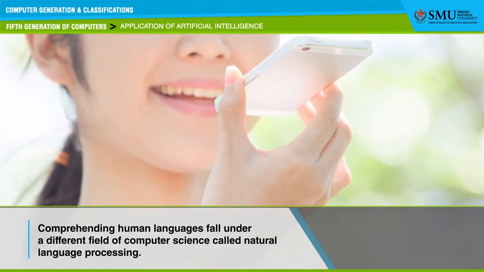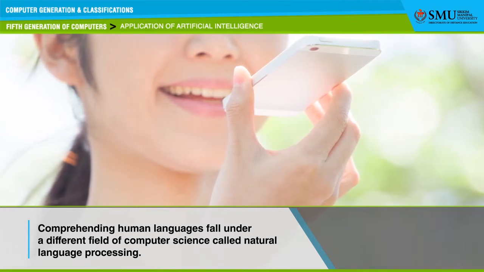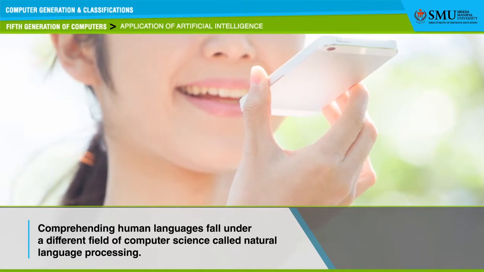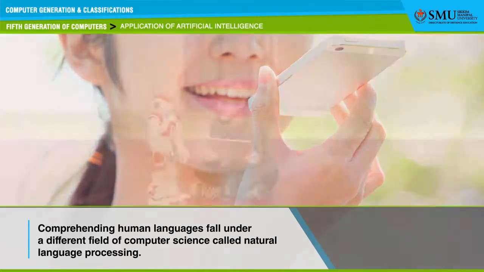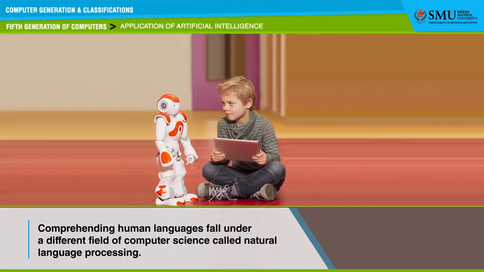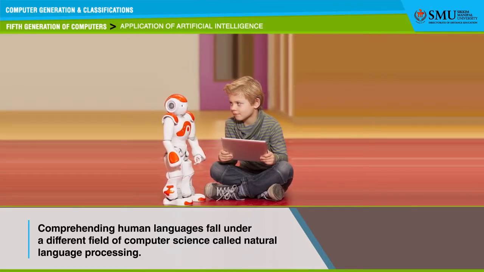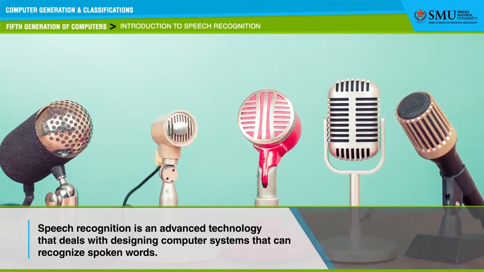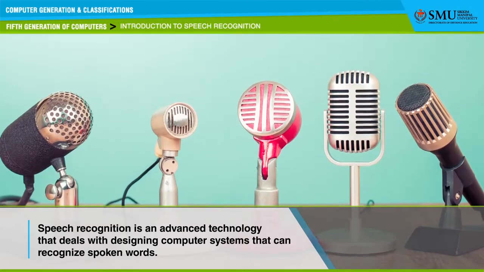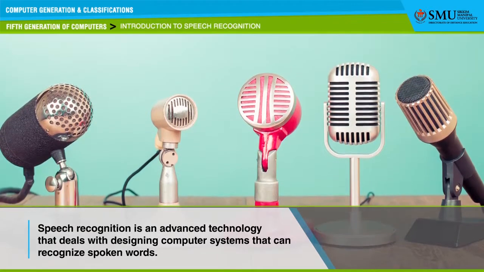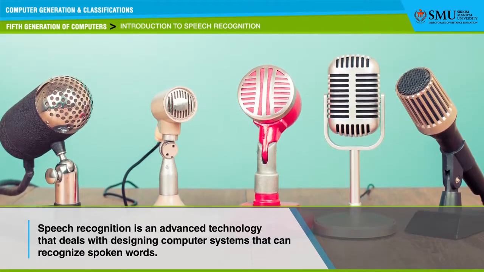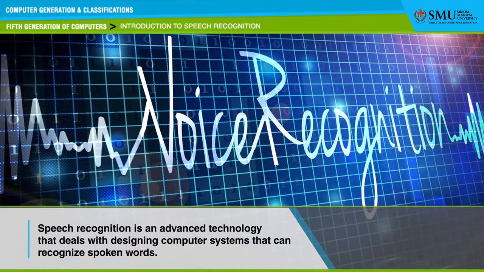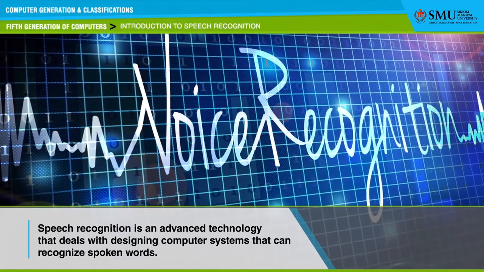There are also voice recognition systems that can convert spoken sounds into written words, but they do not understand what they are writing. They simply take dictation. The major disadvantage with this system is one must speak slowly and distinctively. Speech recognition is an advanced technology that deals with designing computer systems that can recognize spoken words. However, it cannot understand what is being said. Comprehending human languages falls under a field of computer science called natural language processing.